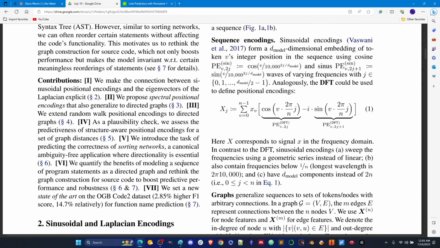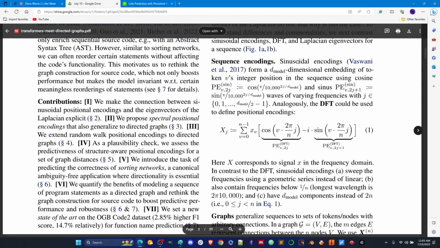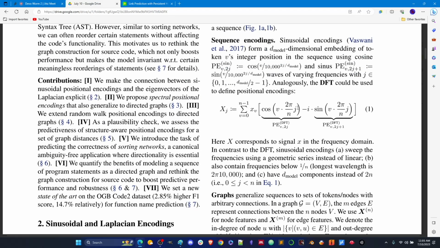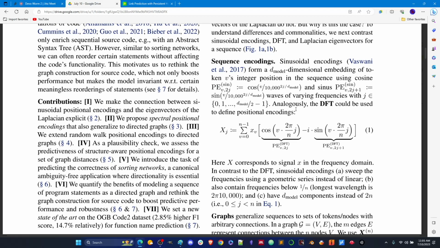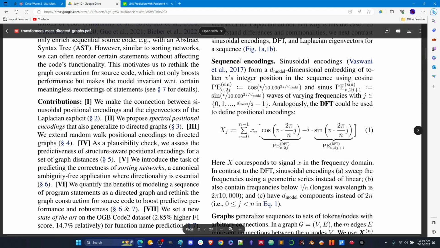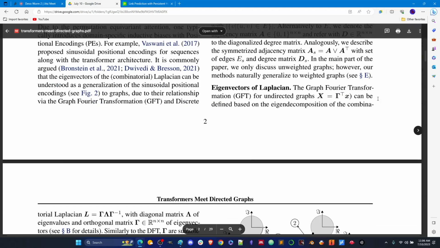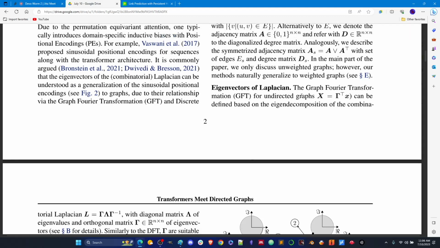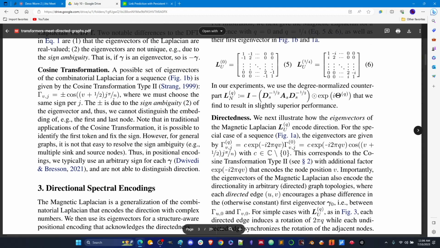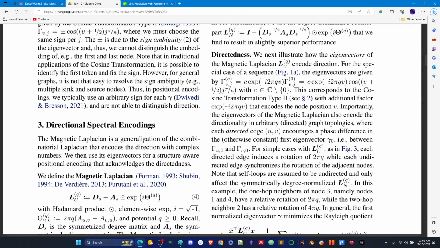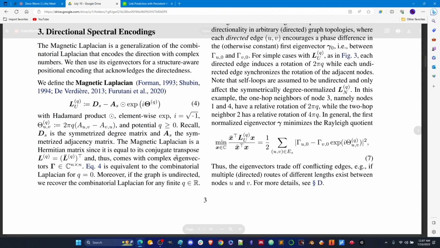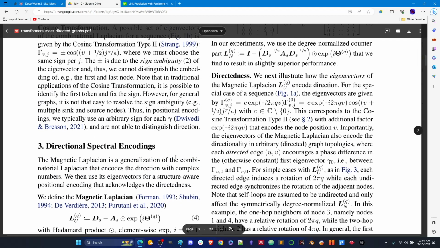So they have a number of different things they introduce here. Basically, they're trying to find the positional encoding through these kind of signal processing techniques. Then they have this eigenvector Laplacian, which is this graph Fourier transformation. So they're taking the graph and they're using a Fourier transformation on it. Then they have directional spectral encodings. They define that here. They define this in terms of directedness.